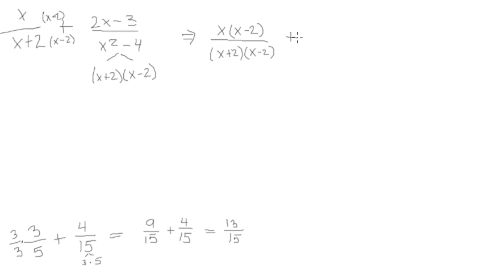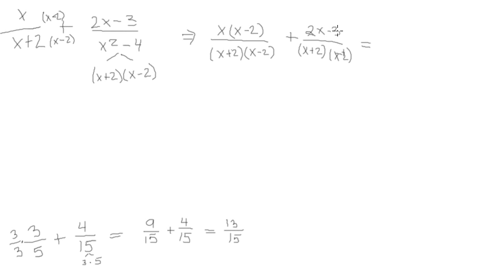And then I'm adding to that (2x minus 3) over (x plus 2)(x minus 2). Now I have a common denominator. So all that I need to do is, let me write that common denominator, is add my numerators. But first I'm going to have to use the distributive property.